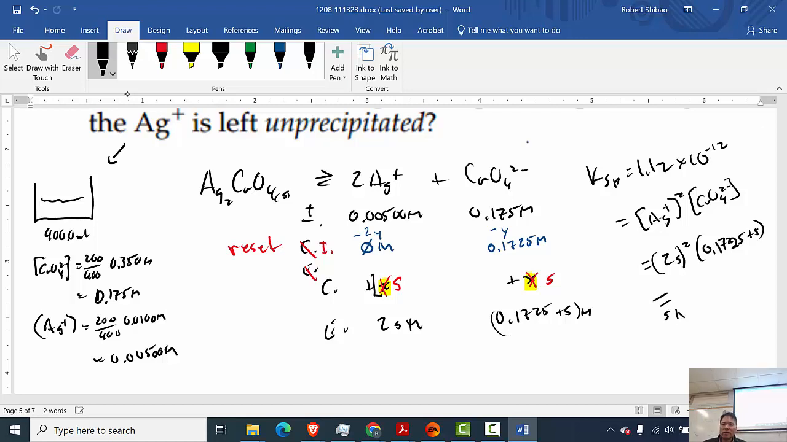All right, then we're going to just go ahead and use the approximation. So we're going to get 4s squared times 0.1725, and then we'll get an s. We'll take 1.12 times 10 to the minus 12, divided by 4, divided by 0.1725, equals, and then I'll take the square root of that.